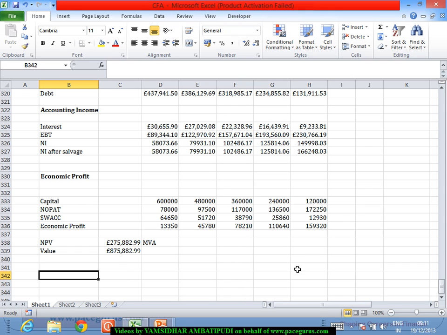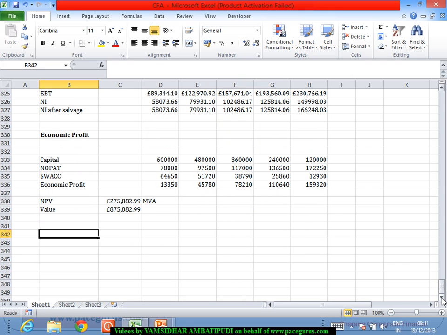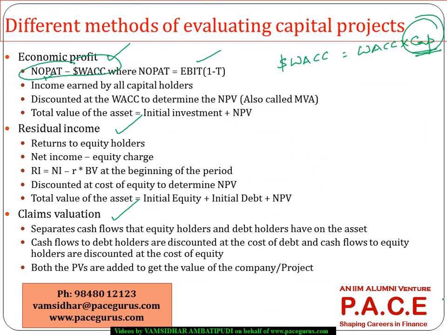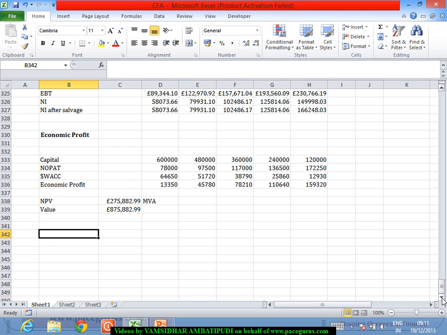Then the next method on the same lines that I would be looking at is the residual income based method. The next method that we are going to look at is the residual income based method.